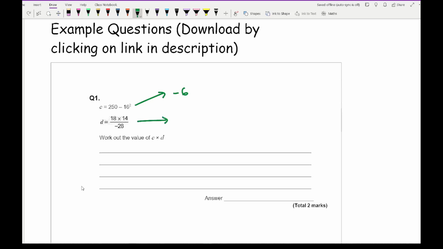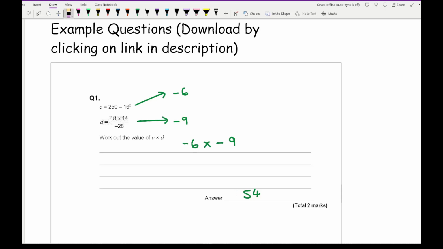If I then perform this fractional calculation of 18 times 14 all divided by minus 28, I get an answer of minus 9. So here, to work out C times D, I'm going to do minus 6 times minus 9, which is going to be minus 54. Well, actually positive 54, I should say.